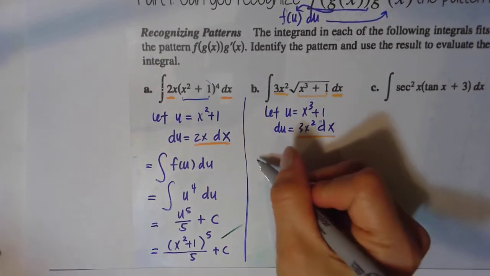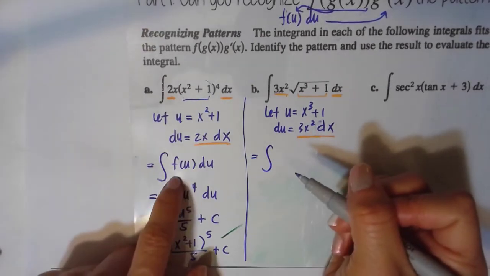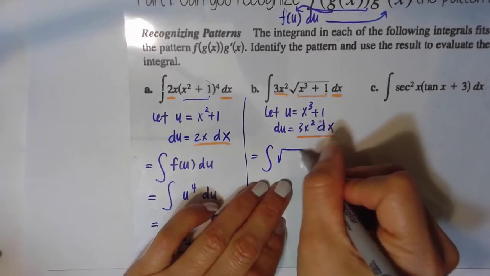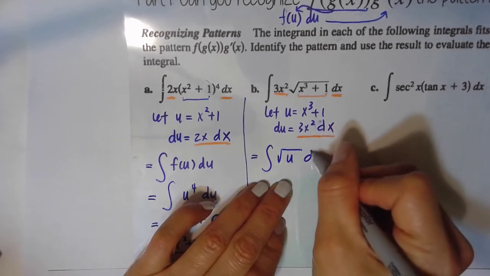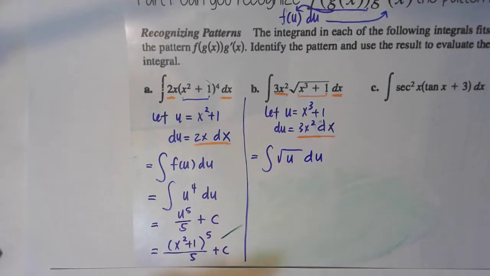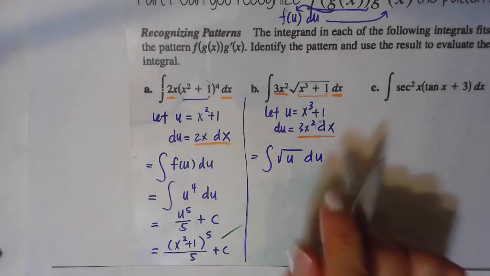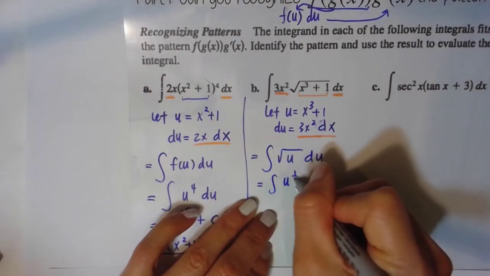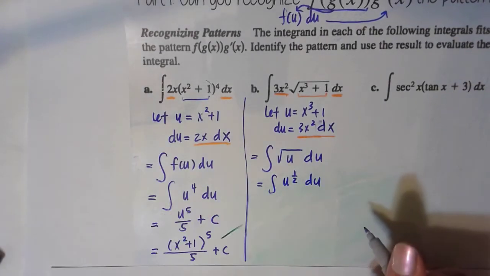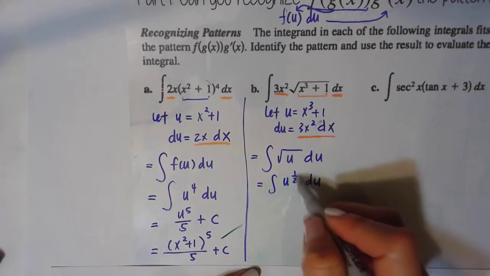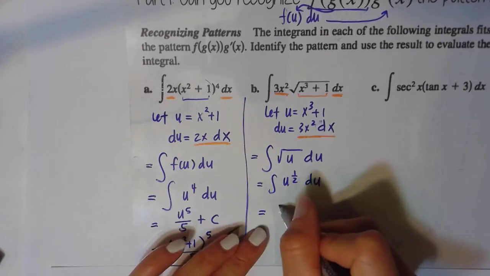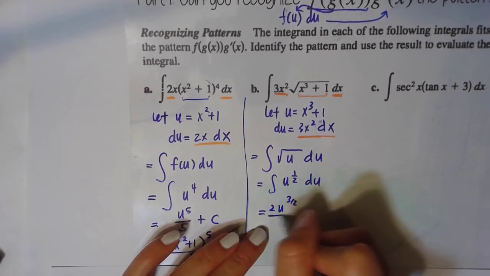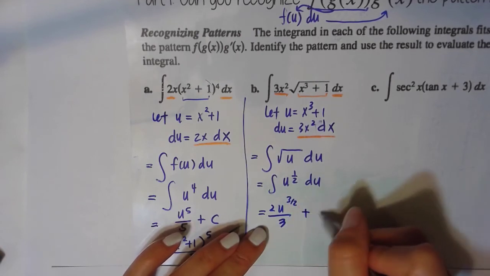So how do you write this in terms of f of u du? You know it's going to be the cube root of u du. Everything is in terms of u, because this is our f of u du. But if you want, you should write this as an exponent, and it's easier for you to integrate. When you integrate this, you get u to the 3/2, you have to add 1, so it's 2 over 3, u to the 3 over 2, plus c.